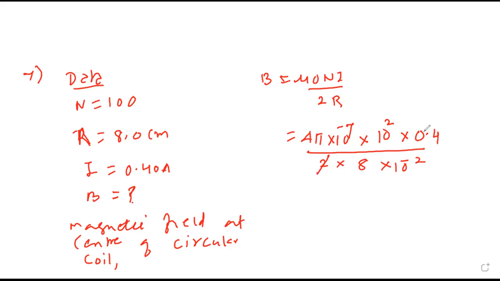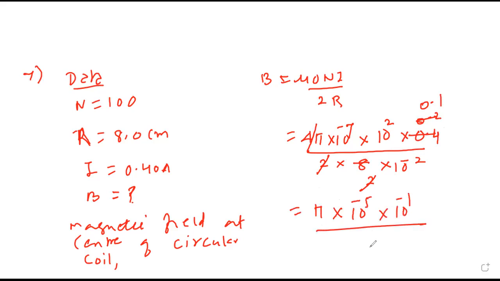2 into 0.2. 4 into 2. 2 into 0.1. So we get 5 into 10 raised to minus 5, 10 raised to minus 1 upon 10 raised to minus 2. So 3.14 into 10 raised to minus 6 plus 2 is nothing but minus 4. Unit is Tesla. T stands for Tesla, also called Weber per meter square. These are two units.